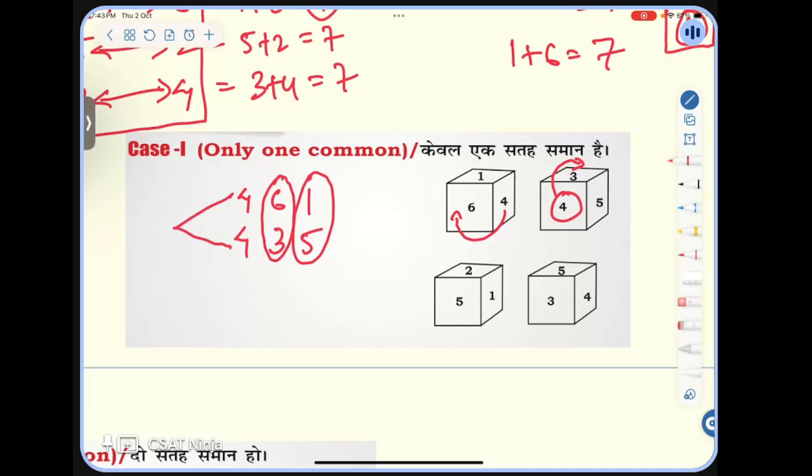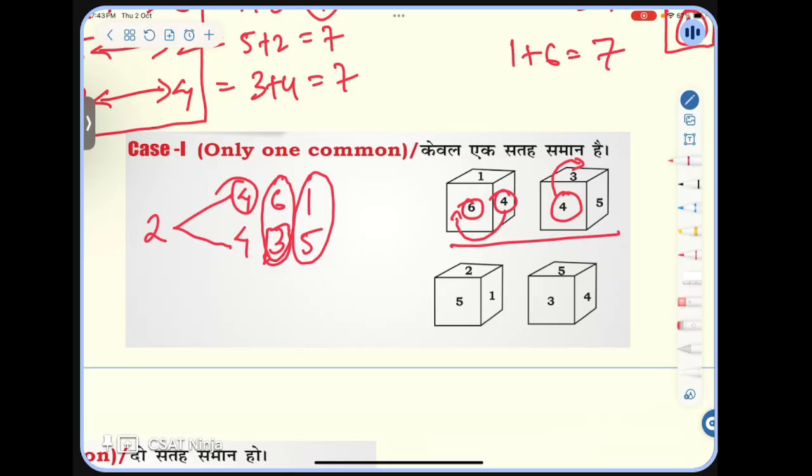But in these two dice, what is left out? We see that there is no 2, which means 2 is opposite to 4 there. So if you are asked to find the opposite value of 4, the answer here is 2. If you are asked the opposite value of 6, the answer is 3. And if you are asked the opposite value of 5, the answer is 1.